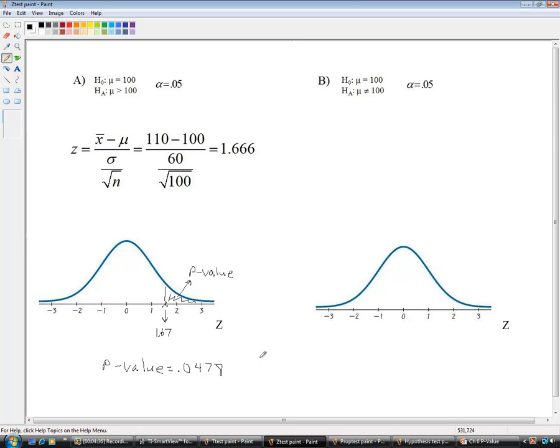Now when doing analysis with this, we compare the p-value to alpha, which is 0.05. It is less than alpha, less than 0.05. So our conclusion is reject.